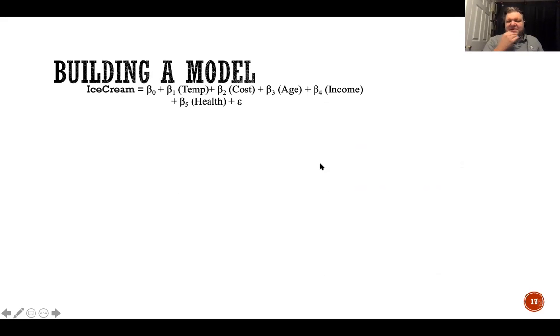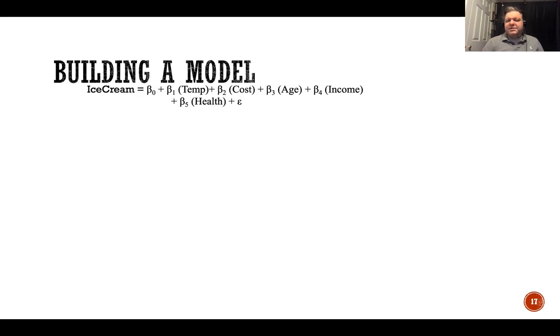So let's go to the next one. Here's our model. The amount of ice cream per week equals a beta naught, which is a weight, again, that constant, plus another weight, beta 1, we don't know what it is, times the temperature for the day, plus a beta 2 times the cost, 1 through 3, is it expensive or not? Plus a beta 3 times the age, plus beta 4 times the income, 1 through 3, again, less than 30,000 or greater than 60,000, plus beta 5, what is my health, plus an error term.